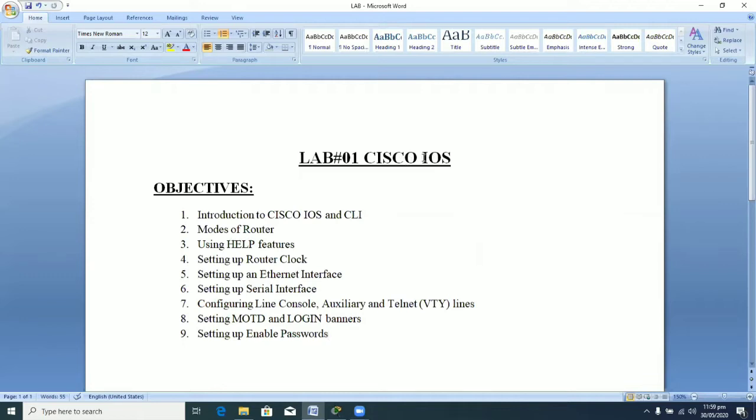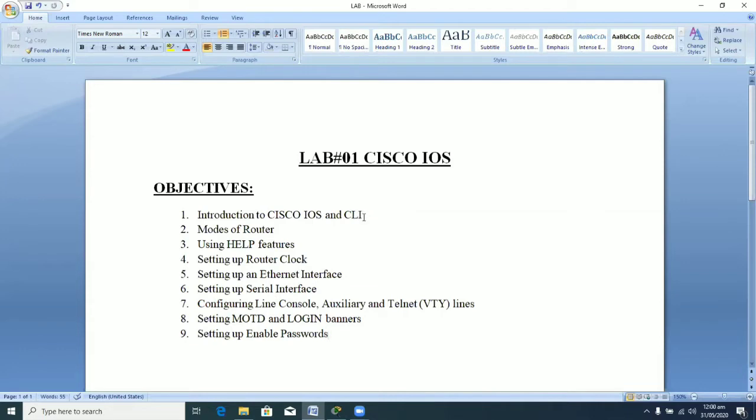So you will find the IOS on Cisco routers, as well as on switches and firewalls. There are different versions of the IOS, and in today's lab basically I will be dealing with these 9 points. And first is the introduction to the Cisco IOS, and then the CLI. Basically, I have told you about the Cisco IOS, that it is the operating system of your Cisco networking device. And what about the CLI?